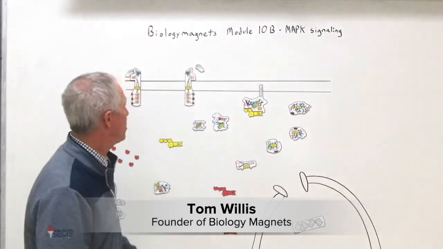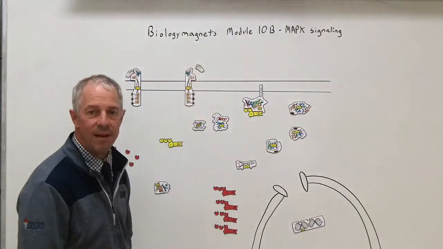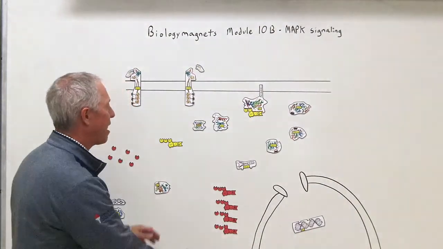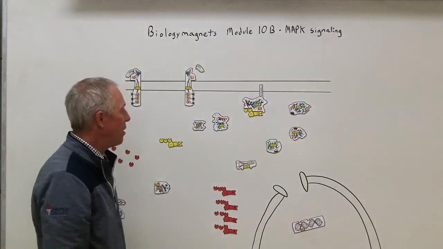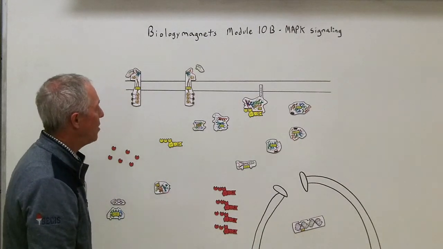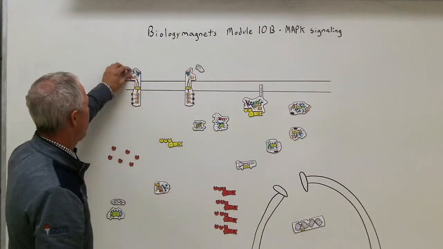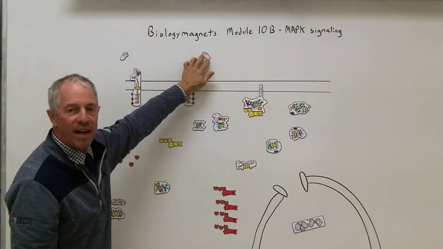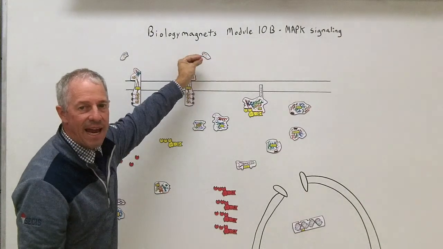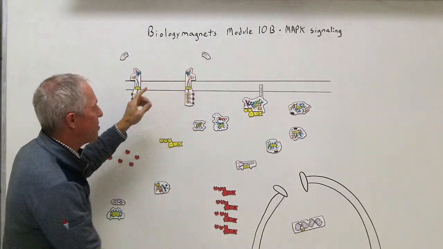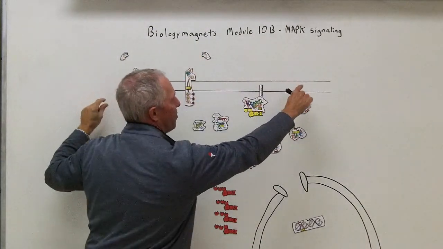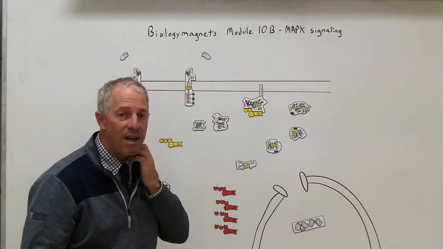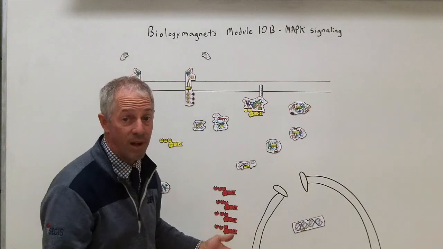This video is over Module 10B, MAPK signaling pathways. And I've got it set up here. We start with these epidermal growth factor molecules. These are the ligands that are going to bind to receptors that are on a cell membrane. And what this whole thing is going to do is cause the cell to multiply eventually.